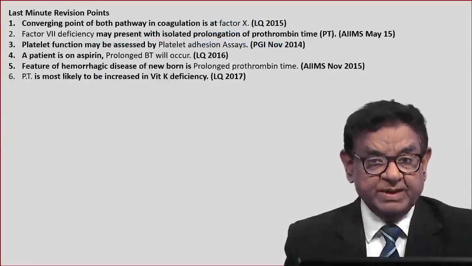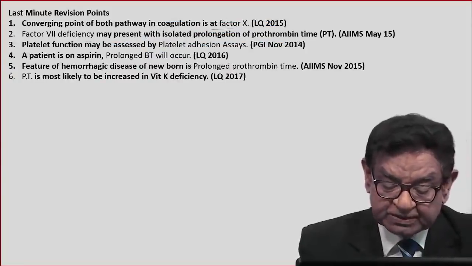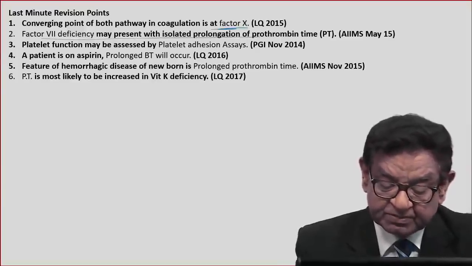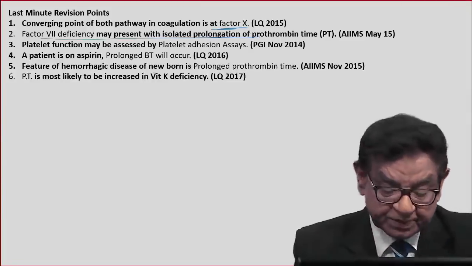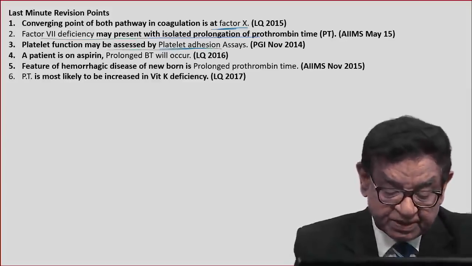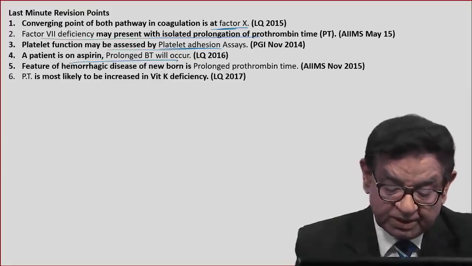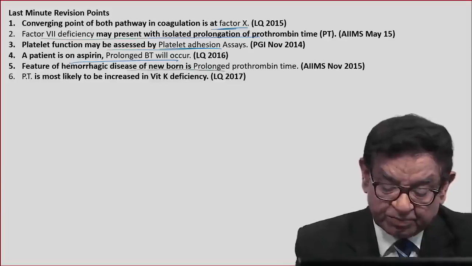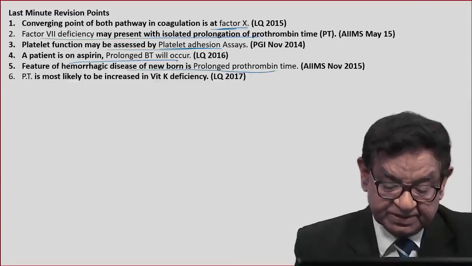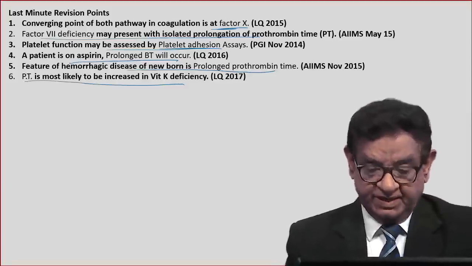So now a quick recap of the last minute revision points. Converging point of both pathways is factor 10. Factor 7 deficiency presents with only prolongation of PT. Platelet function is assessed by platelet adhesion test. A patient on aspirin will have prolonged bleeding time, but clotting time will be normal. Hemorrhagic disease of the newborn will lead to prolonged prothrombin time because of vitamin K deficiency, factor 7 deficiency. PT is most likely to increase in vitamin K deficiency.